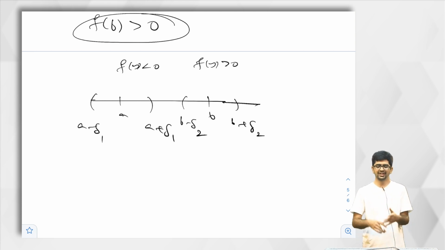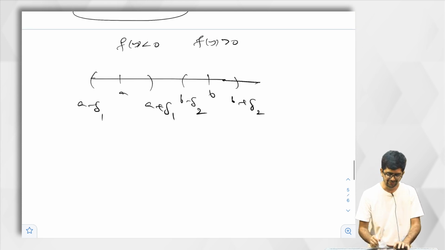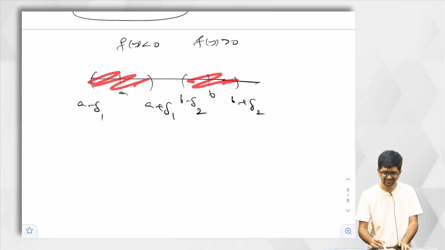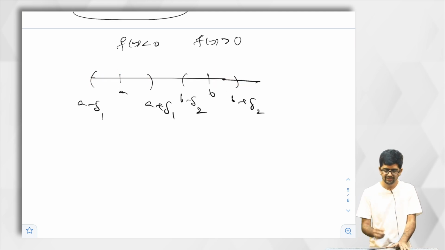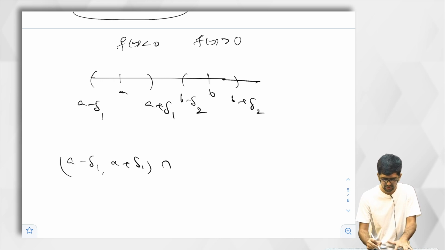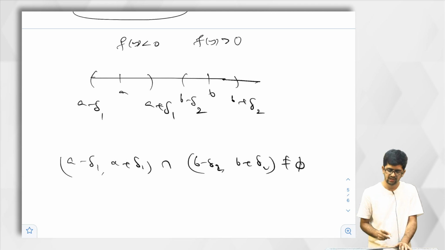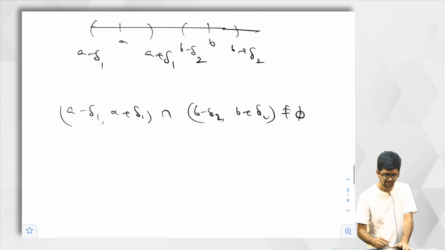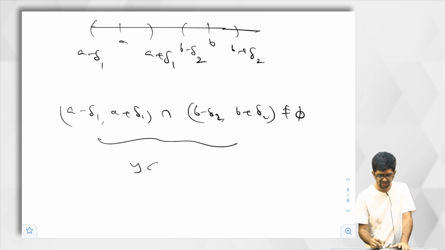So in a very nice situation, what happens is that these two actually intersect, in the sense that the intersection of (a minus delta 1, a plus delta 1) and (b minus delta 2, b plus delta 2) is non-empty. That says I have some element y that belongs to these two sets.